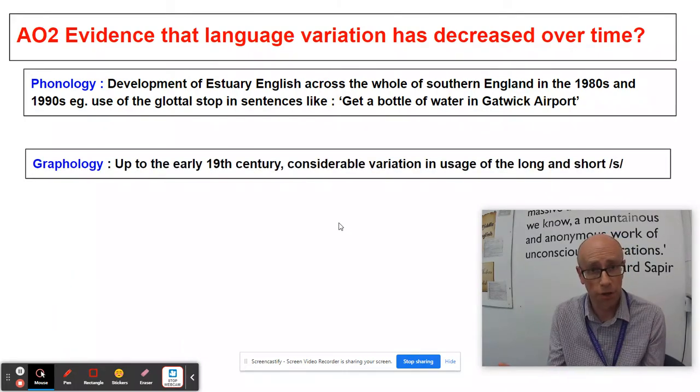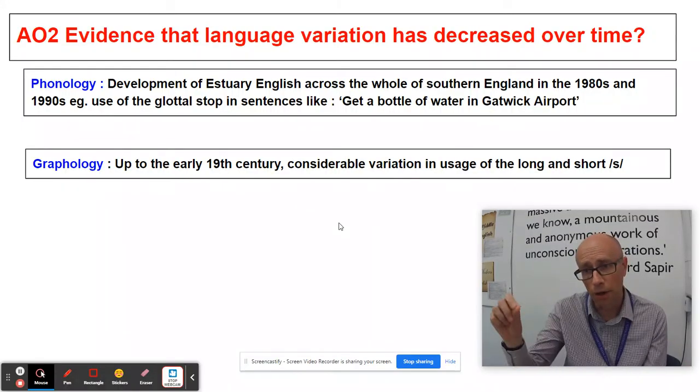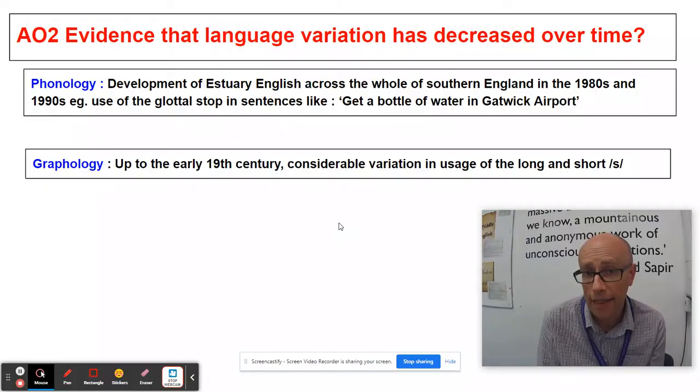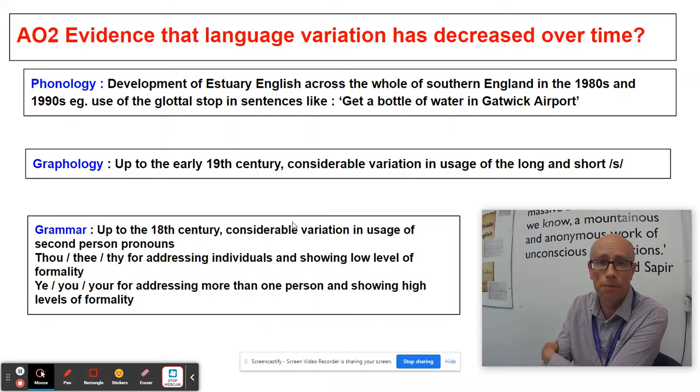If you think about graphology, which is the visual elements of language, think about lettering. Up to the early 19th century, there was considerable variation in how you wrote particular letters or how publishers printed individual letters. And you had, of course, the S, with different publishers doing different things with S's, using the long S and the short S. So lots of variation, and of course lots of variation in grammar as well.